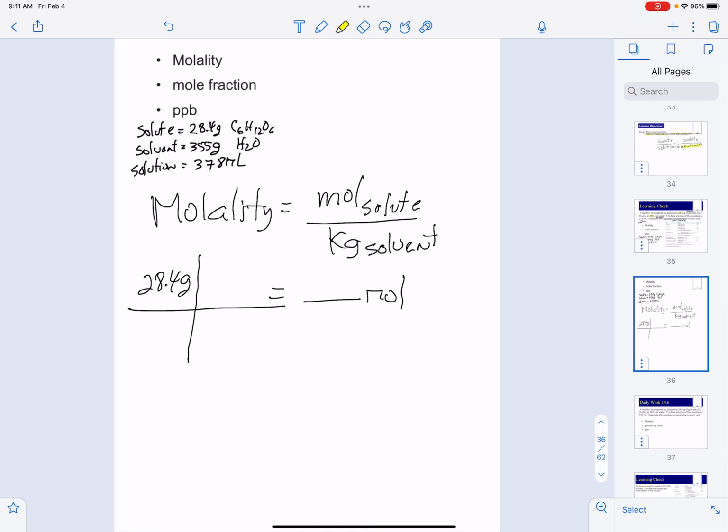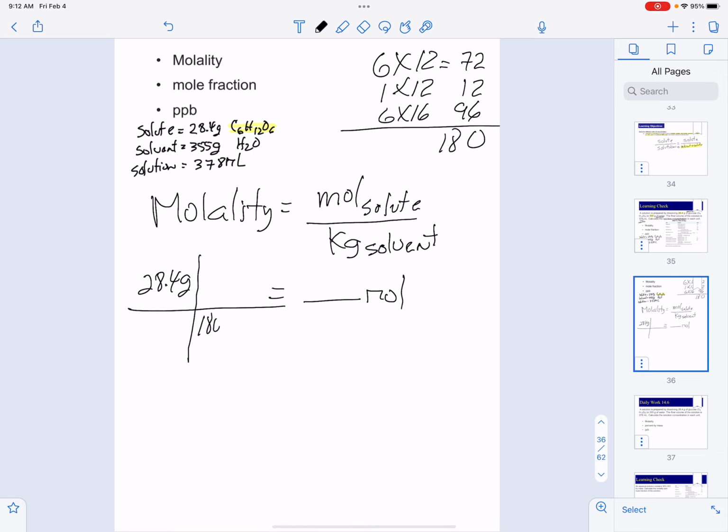We have the formula. So that's going to be 6 times 12 for carbon, 1 times 12 for the hydrogen, and 6 times 16 for the oxygen. It's going to be 72. This is going to be 12, and this is going to be 96. That gives 180, rounding, since you do it with at least one decimal place. This is going to be 180 grams for every 1 mole.